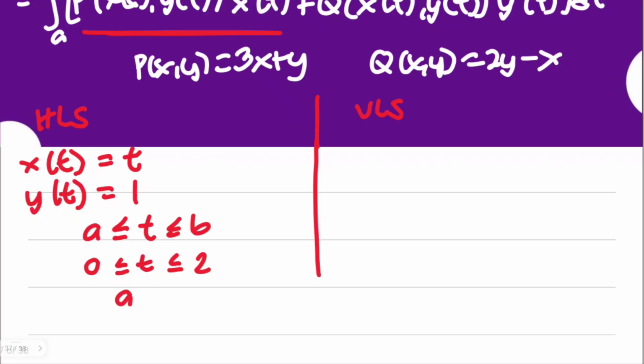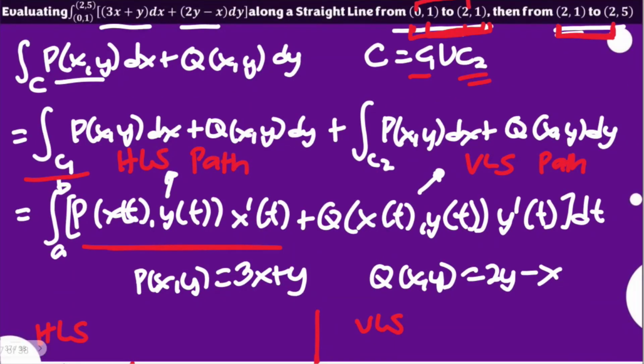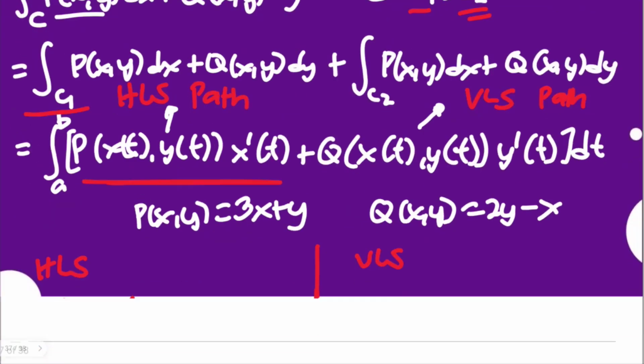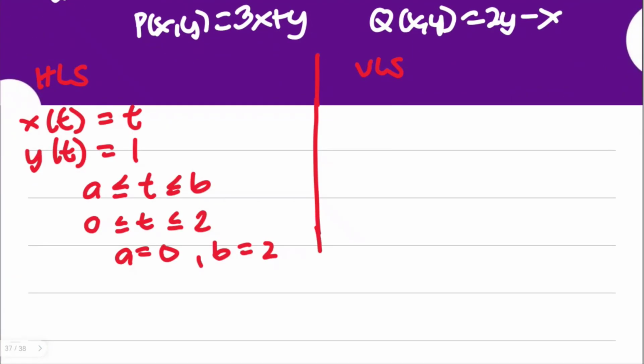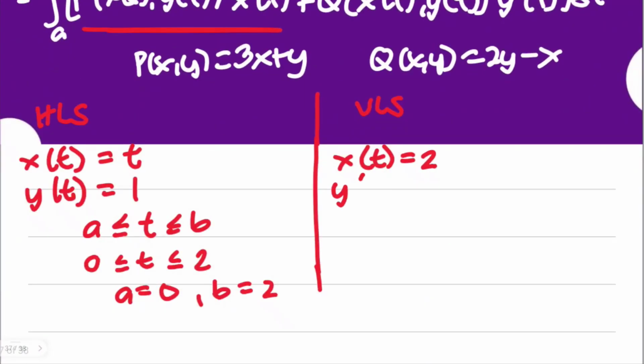So a is 0, b is 2. For the vertical line segment, we can see here that the x did not change, x being constant, and the y changes from 1 to 5. So obviously you can compare it here. Our x of t for our second path is the one that did not change, which is equal to 2, and our y of t changes from 1 to 5.